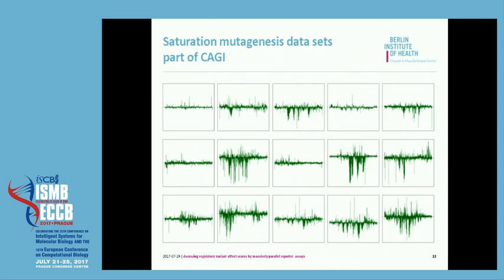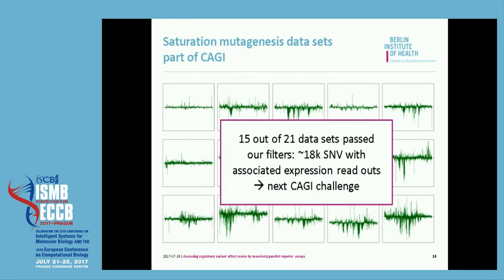So as I mentioned, we did a total of 21 elements, and 15 out of those passed our quality thresholds, and they're actually going to be part of the CSKG competition. So there's going to be about 18,000 variants where we have a variant associated with an expression effect. And we are asking people to predict these effects. So they're going to get 20% of the data as training and need to predict the other 80%.